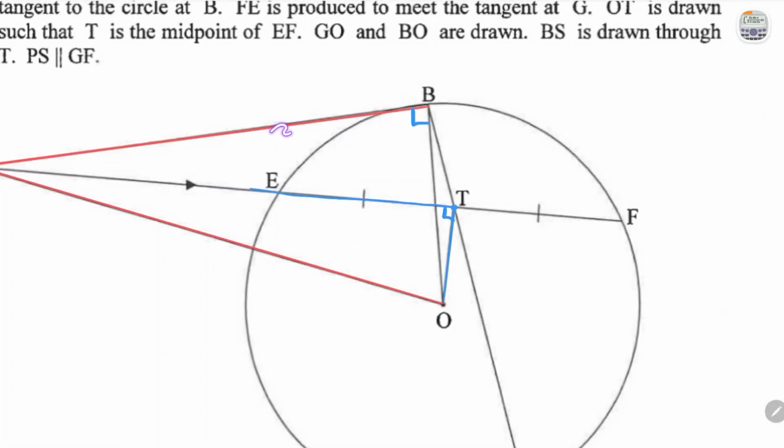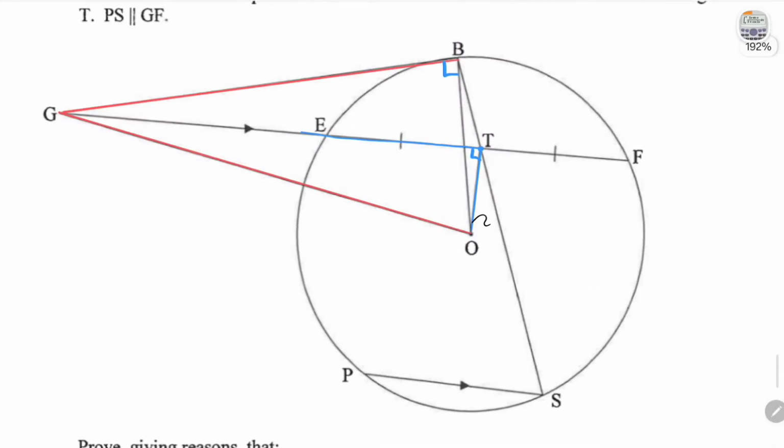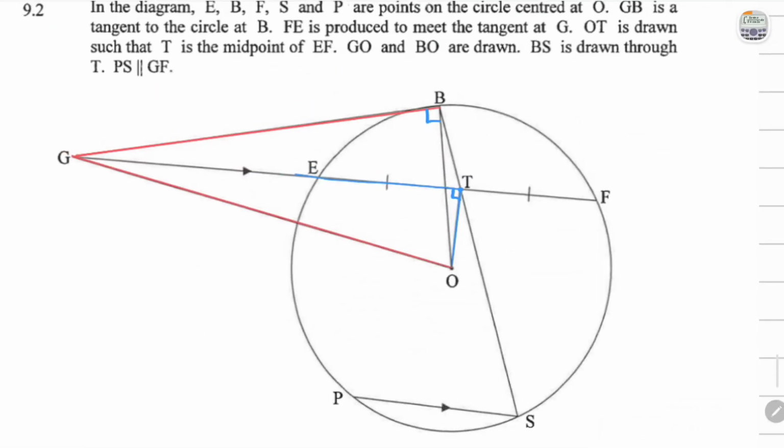So we can see that these are the angles in the same segments that we have over here. See, those two lines cross like that, and so that angle is equal to this angle. Okay, so let's go ahead and find those individually. We're going to tell them that OTG is equal to 90 degrees, and that is because of the line from the center to the midpoint of the chord.